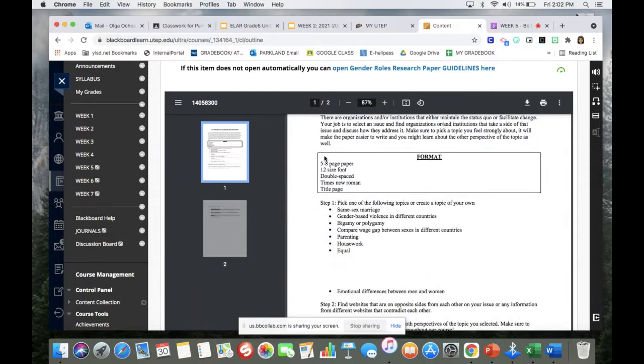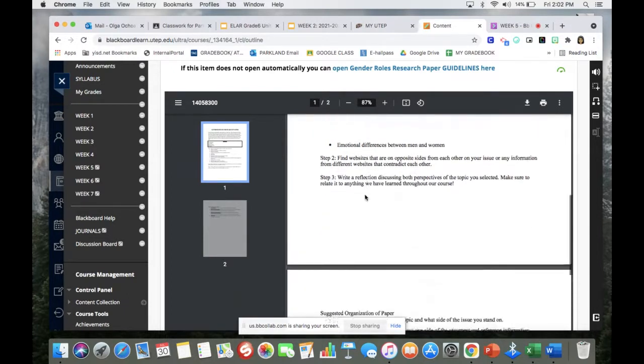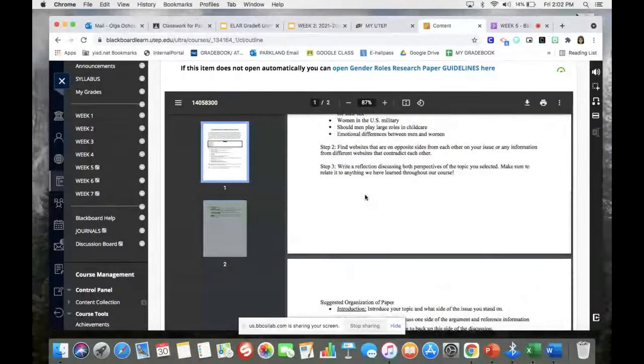Now, I included the format here. It's a 5 to 8 page paper. You can write more than the 8 pages if you like, but please do not go over 10. I have over 65 of you in this course. You have to use 12 size font, double space, Times New Roman, and you do need a title page and a reference page.